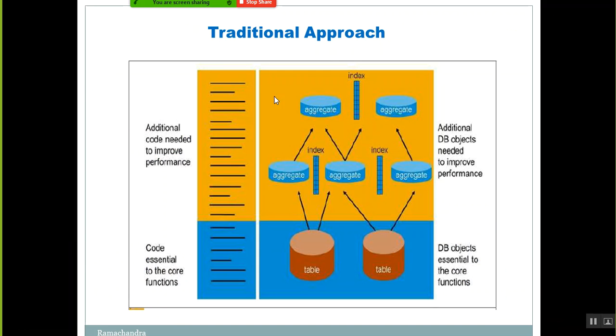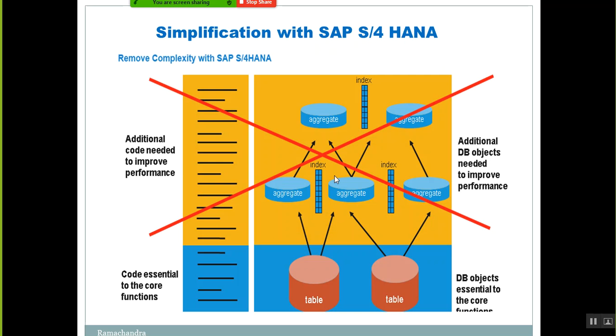In the present system, this yellow part represents the unnecessary code, the unnecessary hierarchical model, and the complex database model which we are running in our current system. But with the SAP S4 HANA system, whatever yellow color is appearing has been removed. The aggregate tables and index tables exist only to maintain these tables.